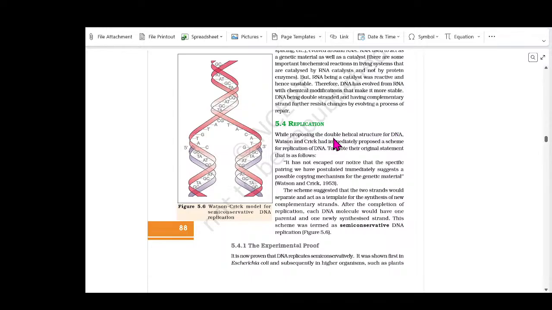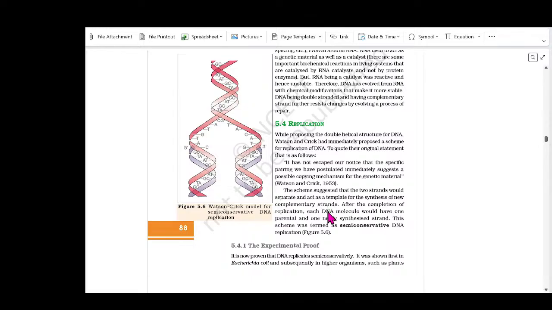5.4 Replication. While proposing the double helical structure for DNA, Watson and Crick had immediately proposed a scheme for replication of DNA. To quote their original statement: it has not escaped our notice that the specific pairing we have postulated immediately suggests a possible copying mechanism for the genetic material. Watson and Crick, 1953. The scheme suggested that the two strands would separate and act as a template for the synthesis of new complementary strands.